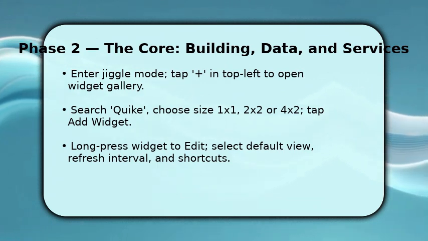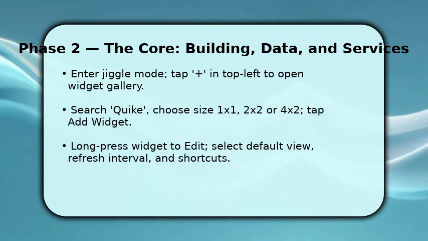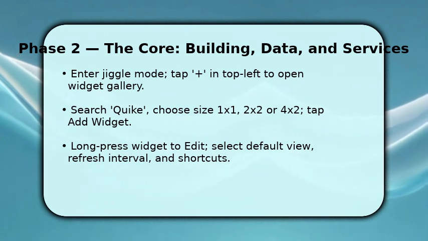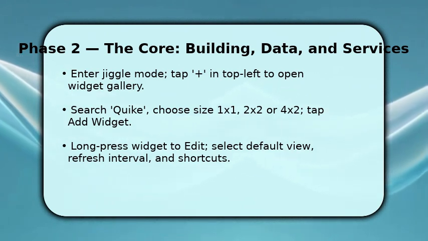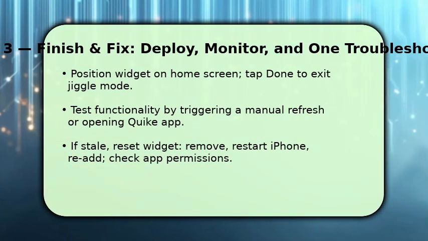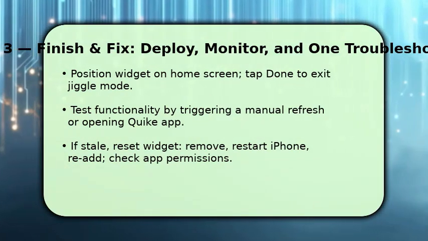After placement, long press the widget and choose Edit Widget to pick the default view, set the refresh interval, and assign any quick actions or shortcuts. This step defines what the widget shows and how often it pulls new data. You finish by positioning the widget where it's most useful, then tap Done to lock layout.